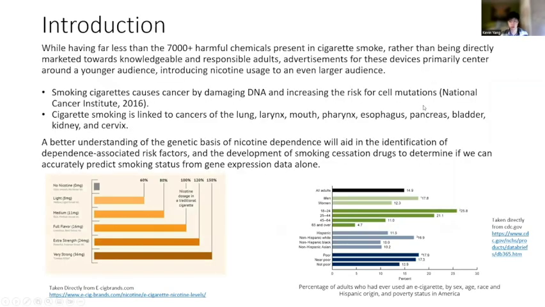So, as I previously said, cigarettes are now being targeted towards younger audiences, and not only are they on a wider range of audiences now, but also they're much more harmful, having much more of the harmful chemicals than even cigarette smoke itself. And through this study, I believe that finding these genetic factors and genes associated with nicotine dependency will help in identifying some sort of function or some drugs that can determine if we can accurately predict smoking status from gene expression alone.